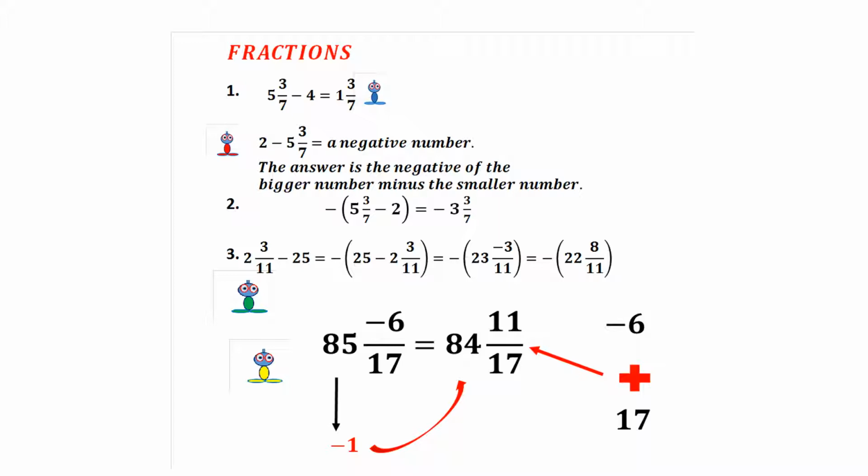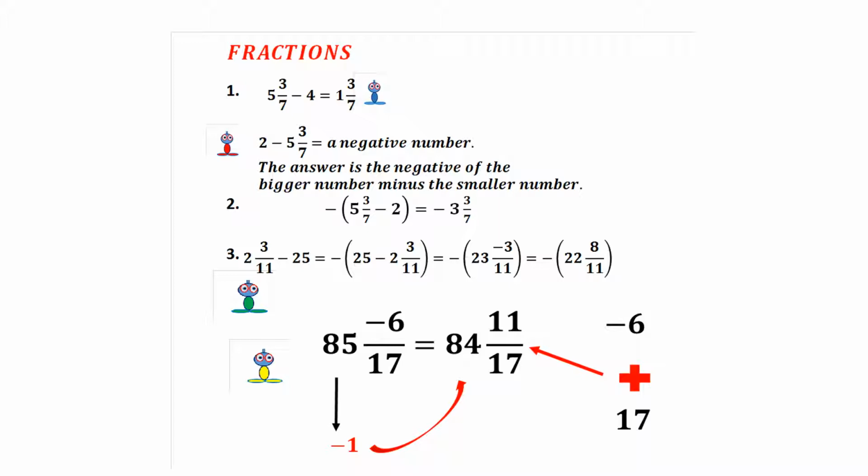So 5 minus 4, that's 1. You get 3/7 minus, there is no fraction with 4, so we simply have 3/7, so the answer is 1 3/7. That's an easy problem. We come to our next problem. We got 2 minus 5 3/7. 5 3/7 is bigger than 2, so your answer is negative.